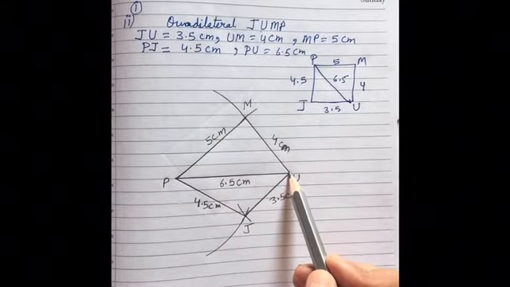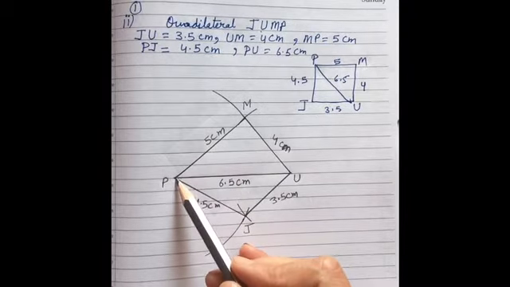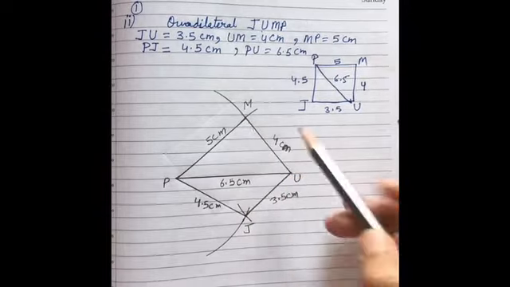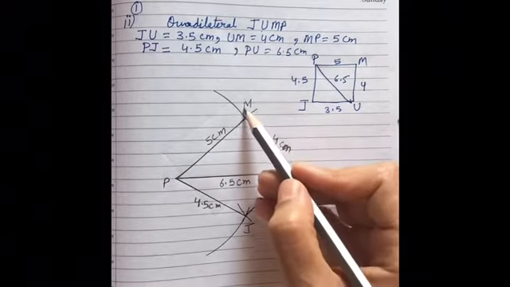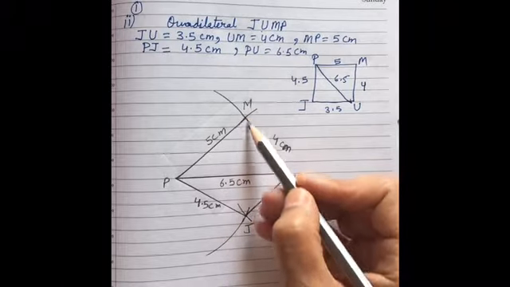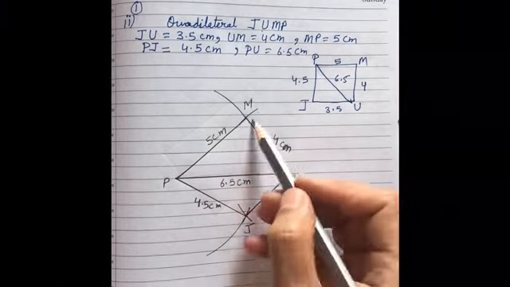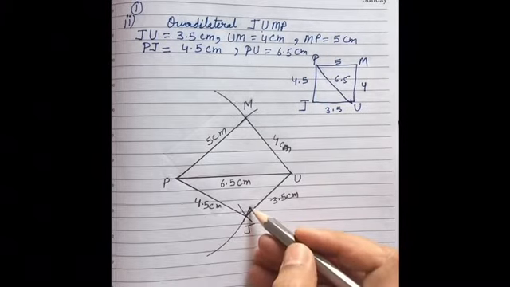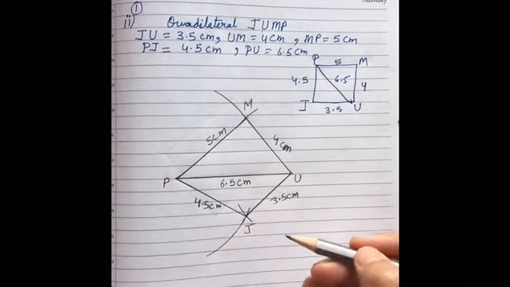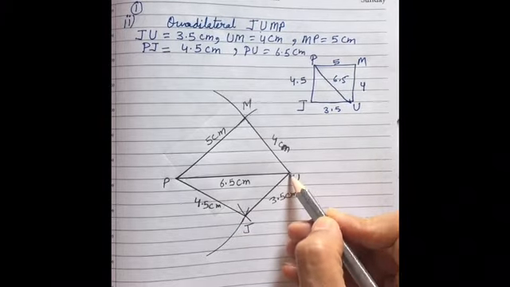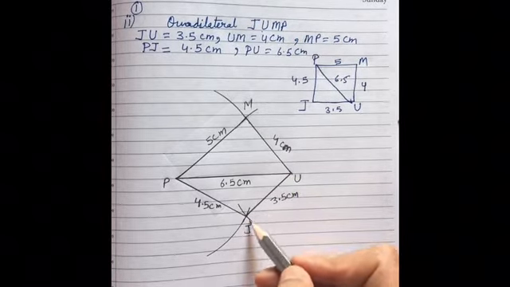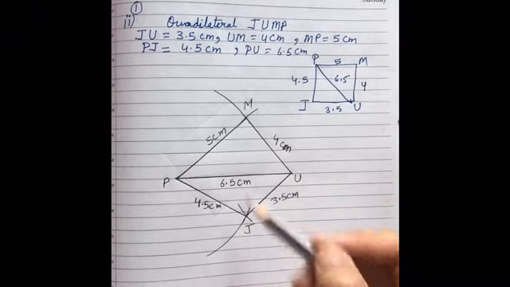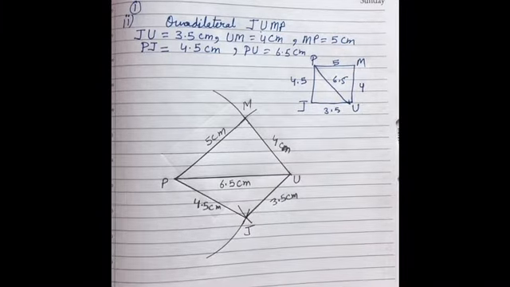First make a line PU 6.5 centimeter. From P make an arc of 5 centimeter. From point U make an arc of 4 centimeter. This will give you point M. Join the lines to make the triangle PUM. Then from point P make an arc of 4.5 centimeter in the opposite direction, and from point U make an arc cutting the above arc, 3.5 centimeter. Make the triangle PJU. Your quadrilateral JUMP is ready.